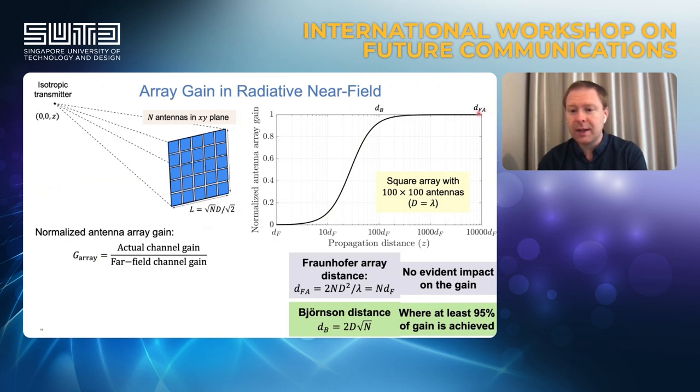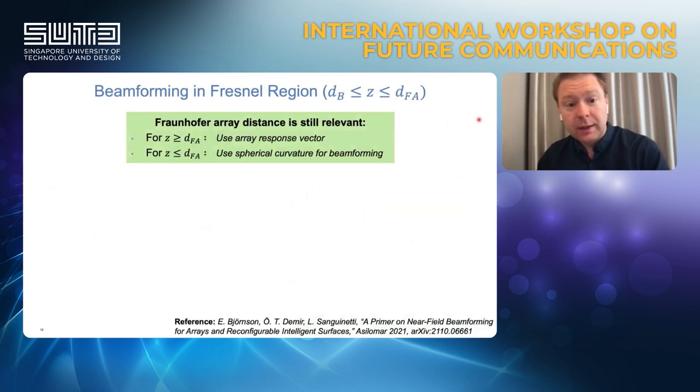And what I would say is that the Fraunhofer array distance doesn't really say much at all about what gain we're going to get. That is what the Björnson distance is telling you about. So if you are beyond that distance, you can get all of the gain from the antenna. But there are other interesting things happening that have to do with the Fraunhofer array distance.